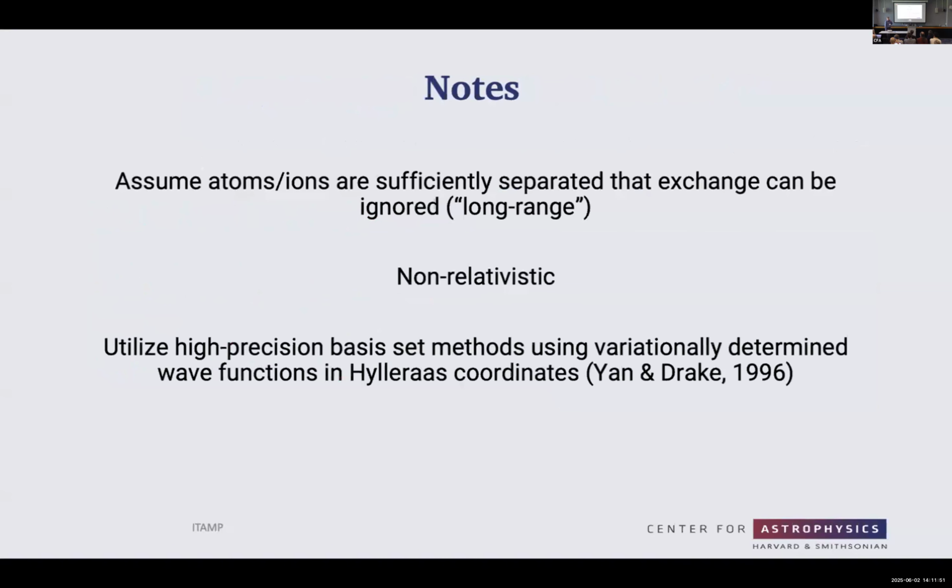All right, so just by way of protecting myself, the atoms are going to be sufficiently far apart that exchange can be ignored. So again, that's long range to me. So no atom overlap effects are going to be considered in the calculations.